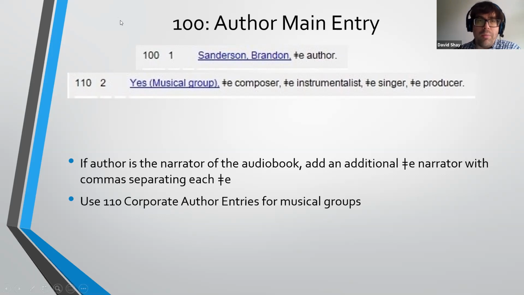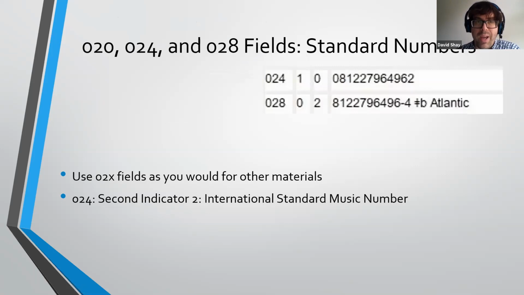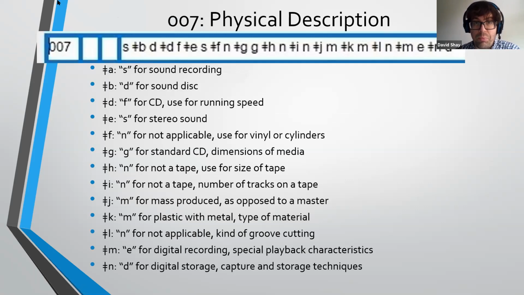There's a fair chance that your CD-ROM may have some kind of 02X field, either an ISBN or a UPC or a publisher number. That's entirely possible.